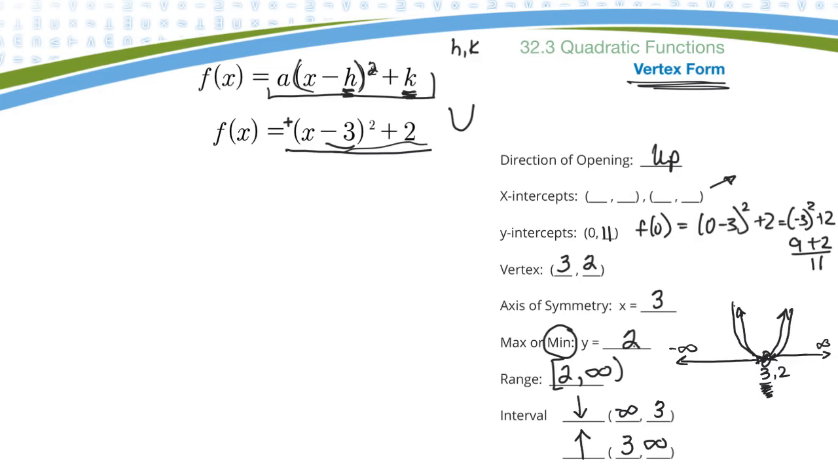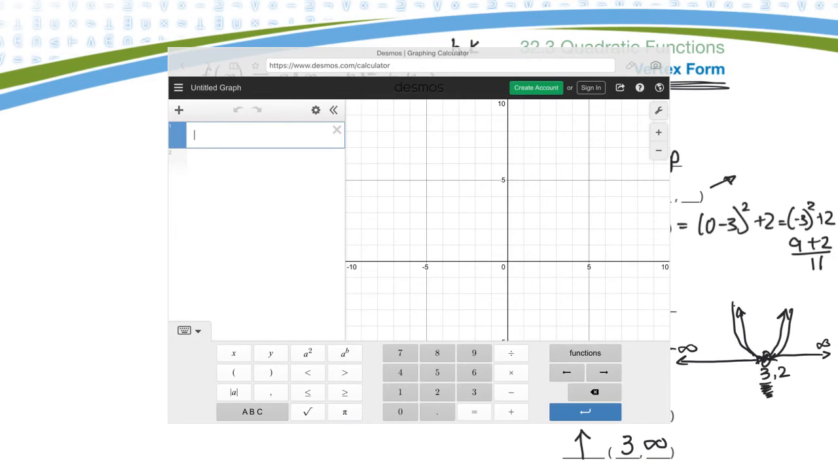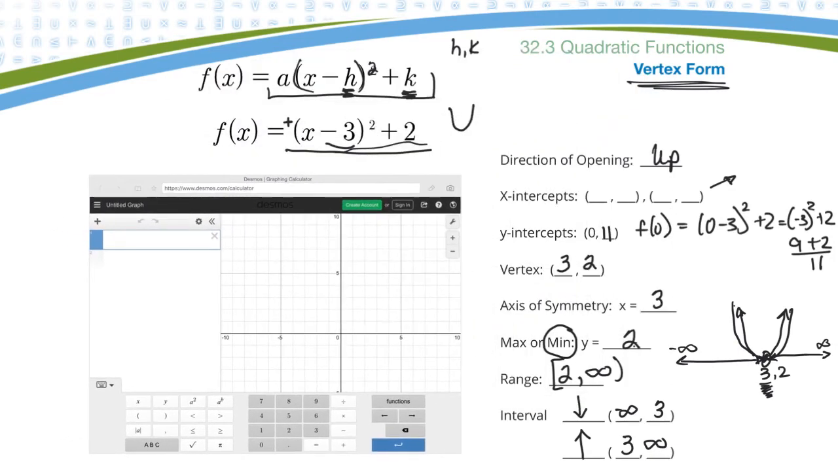Okay, let's just confirm that what we have written down here, other than our x-intercepts, are correct. So let's try and graph this. I'll just bring out decimals here quick. Hopefully it'll work for us. All right, so I have to go y is equal to bracket x take away 3 bracket squared over plus 2.